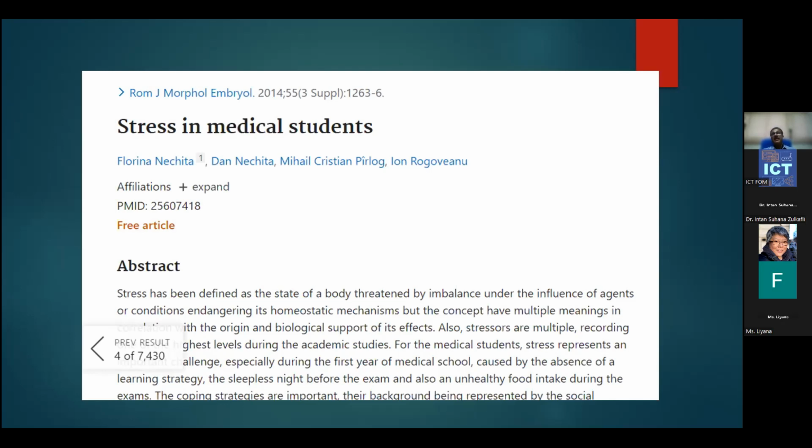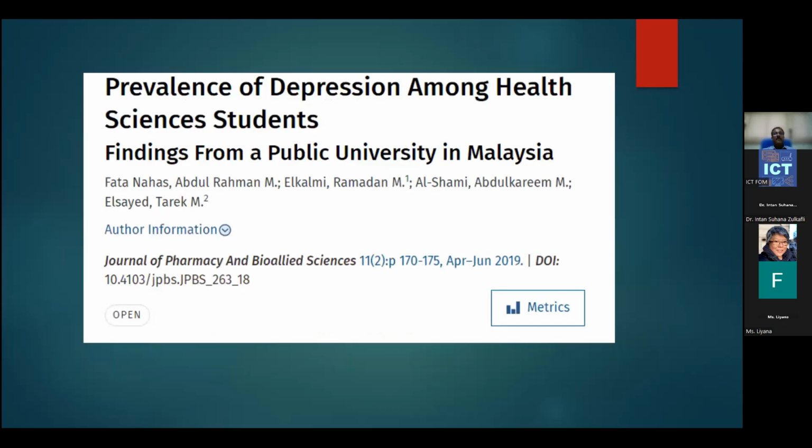So using cognitive load and how we manage our lectures and teaching can be useful in order to address this issue. Also, a paper in 2019 reported about depression among health science students in a Malaysian public university as well. So our students are stressed out.